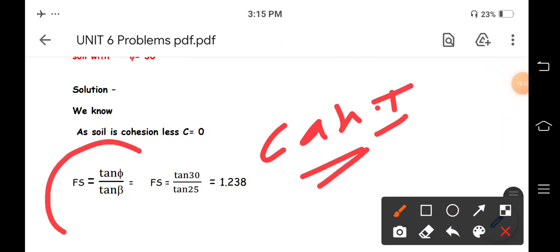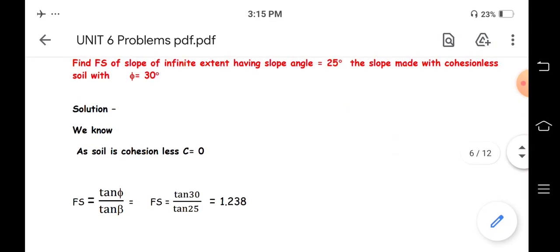What is the formula? We know the formula Fs equal to tan of phi upon tan of beta. So tan of phi, that is 30 degree, tan of beta is 25 degree. If we put the value, we get the answer, that is 1.238.